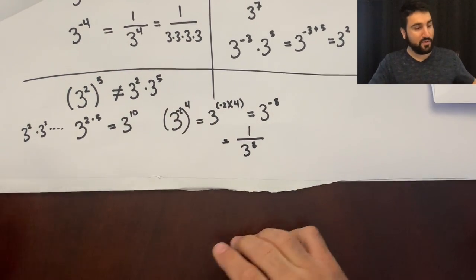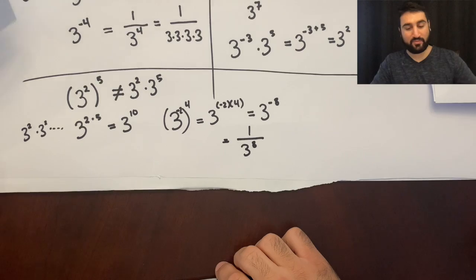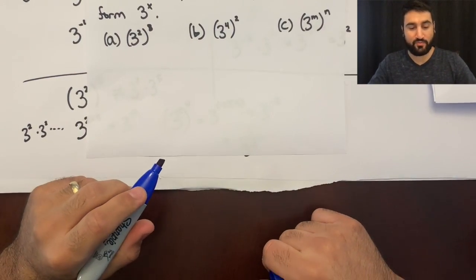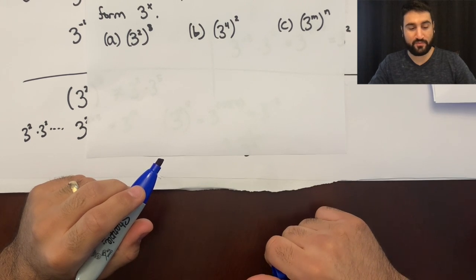Okay, so let's go over an example. For each of the following, write an exponential expression in the form 3 to the x.